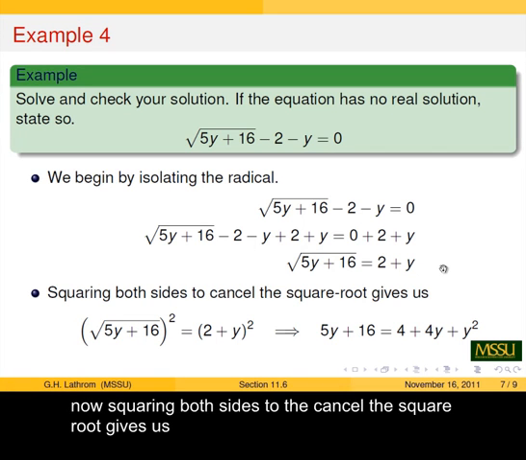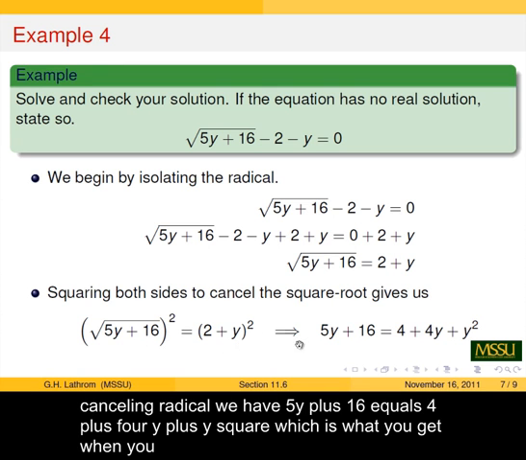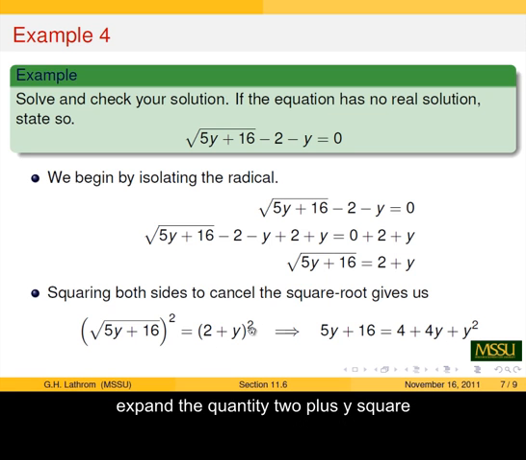Now, squaring both sides so that we cancel the square root gives us the square root of 5y plus 16 squared equal to 2 plus y squared. Canceling the radical, we have 5y plus 16 equal to 4 plus 4y plus y squared, which is what you get when you expand the quantity 2 plus y squared.